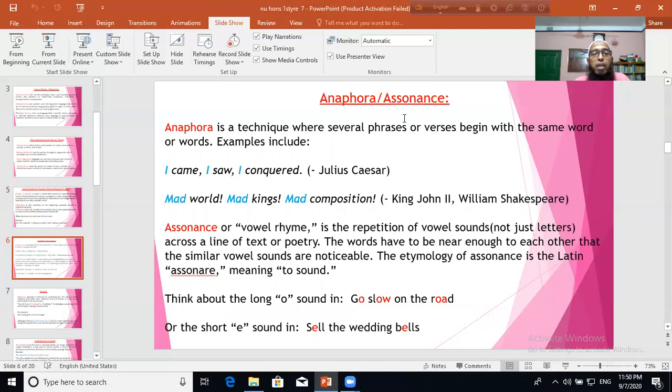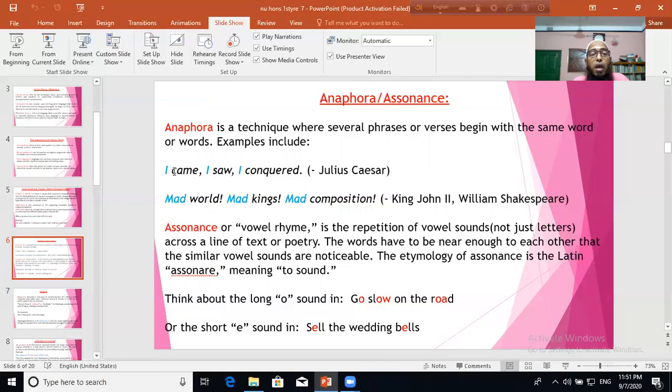Now anaphora and assonance. In this slide, look at anaphora and assonance. What is anaphora? Anaphora is a technique where several phrases or verses begin with the same word or words. Examples include: it's a phrase in a verse, a line where each phrase is started with the same word. I came, I saw, I conquered, said by Julius Caesar here. It's a quotation. Mad world, mad kings, mad composition, in the play King John, written by William Shakespeare. So this is the quotation. You see the repetition of the same word. I came, I saw, I has been repeated.